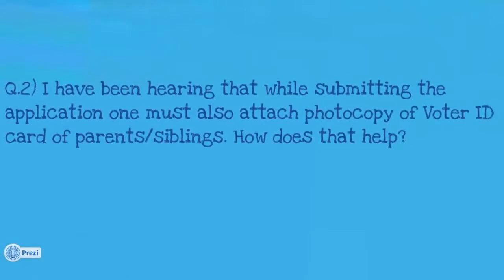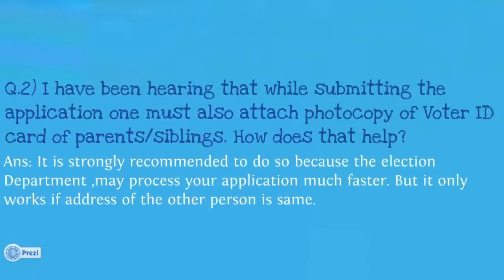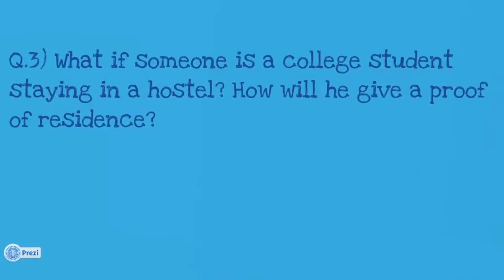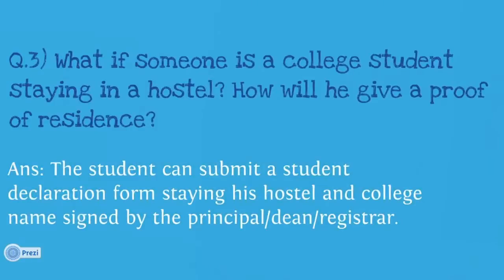I have been hearing that while submitting the application, one must also attach a photocopy of voter ID card of parents or siblings. How does that help? It is strongly recommended to do so because the election department may process your application much faster, but it only works if the address of the other person is the same. What if someone is a college student staying in a hostel? How will he give a proof of residence? The student can submit a student declaration form stating his hostel and college name signed by the principal or dean or registrar.